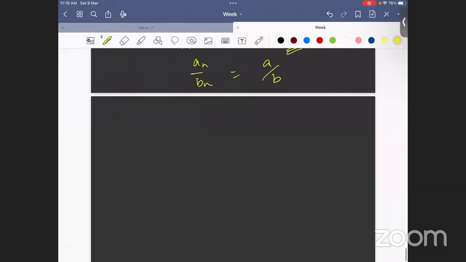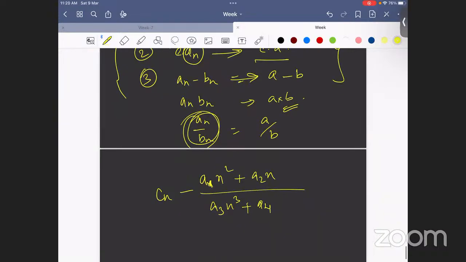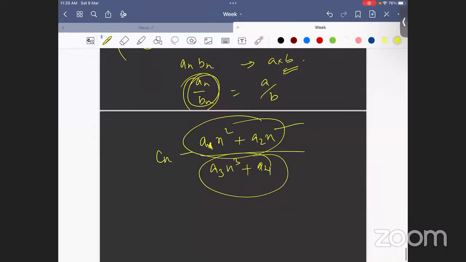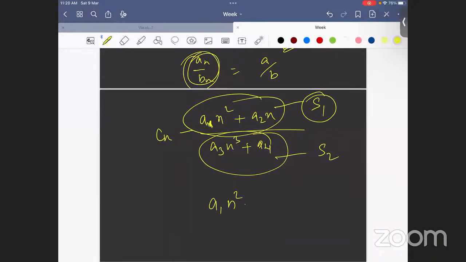So this is the one rule, right? We were discussing a given sequence cn, which was a1 n square plus a2 n upon a3 n cube plus a4, correct? So we were using all this arithmetic only. You can think of this as one sequence and this as a different sequence, right? So this has sequence number 1 and this has sequence number 2, and in the sequence itself, a1 n square plus a2 n, you can think of it as a summation of two different sequences also, and likewise a3 n cube plus a4.